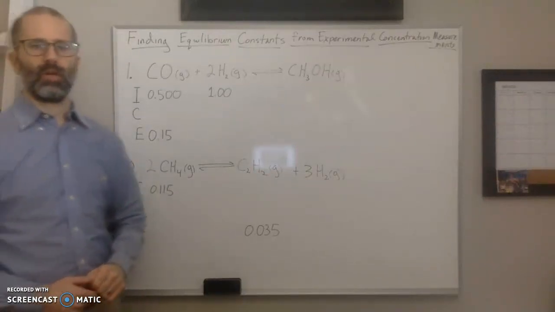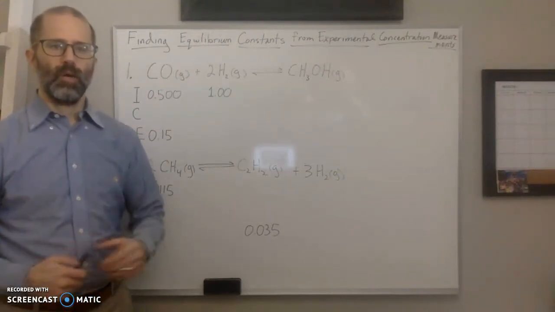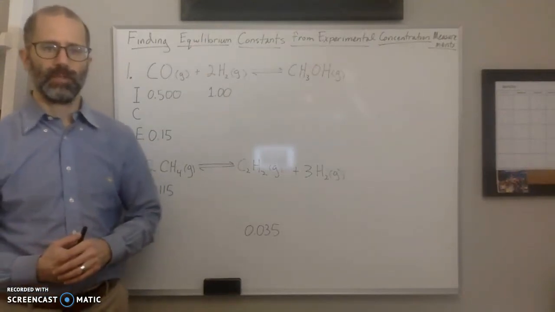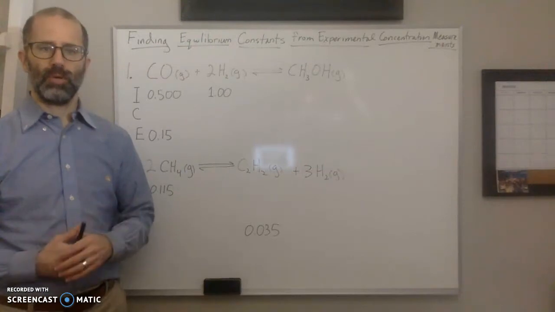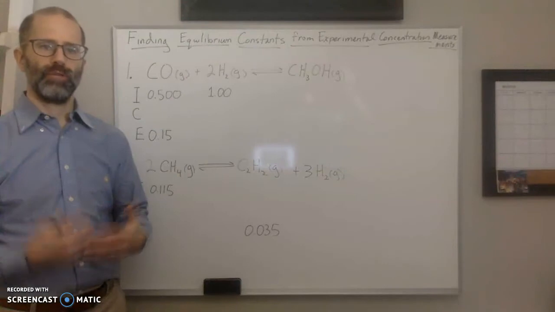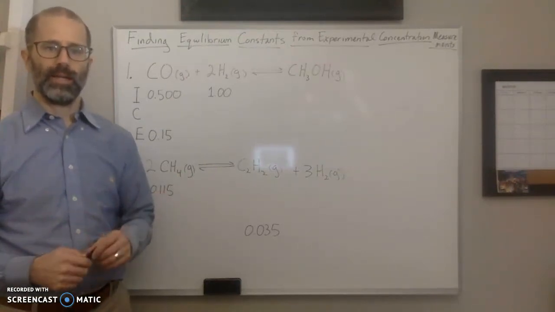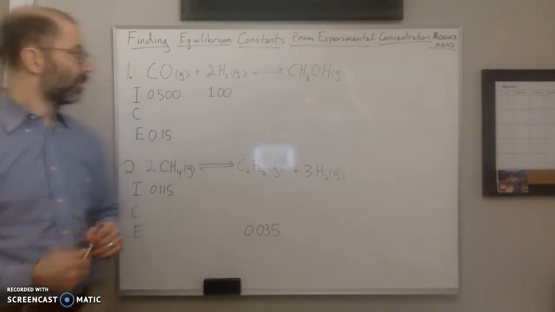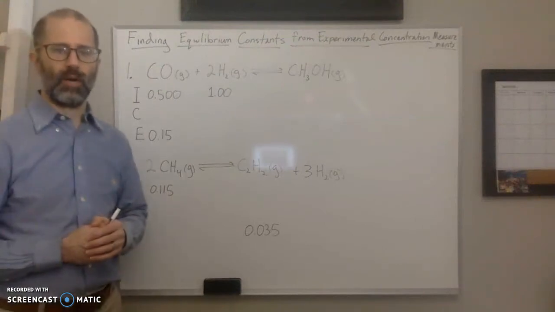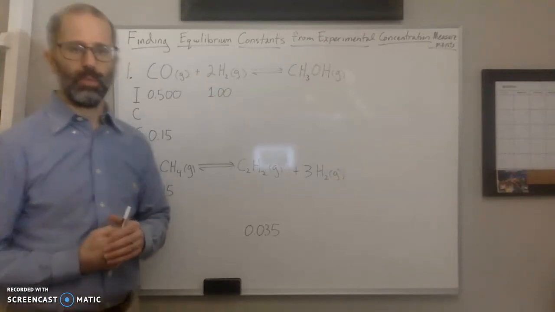My name is Mr. Cobalt, and in this video I'm going to be going over a couple of practice problems where you are given the initial conditions of a reaction and some equilibrium conditions, and you're going to be using an ICE table to figure out what the other equilibrium conditions are in the problem. And then we're going to use those to figure out what the equilibrium constant is going to be.